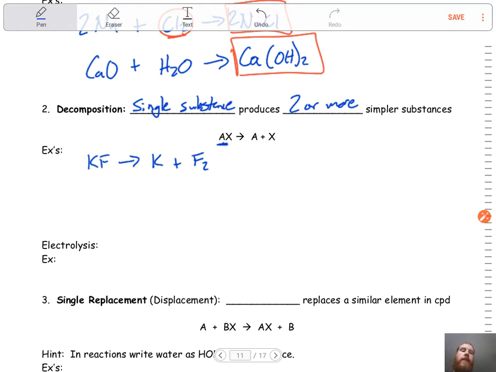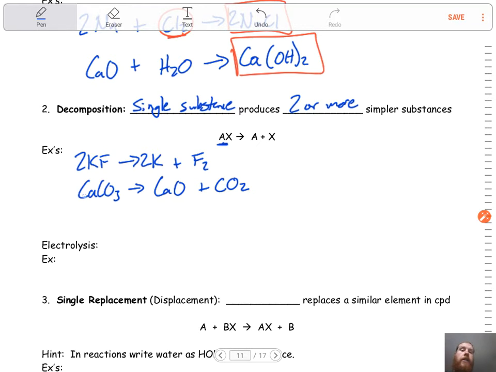So if we have to balance this, what I would encourage you to do is pause it, balance it, and it would be balanced like this. Another example, calcium carbonate. This is something you're going to make later this year. It's going to break down into calcium oxide plus carbon dioxide.